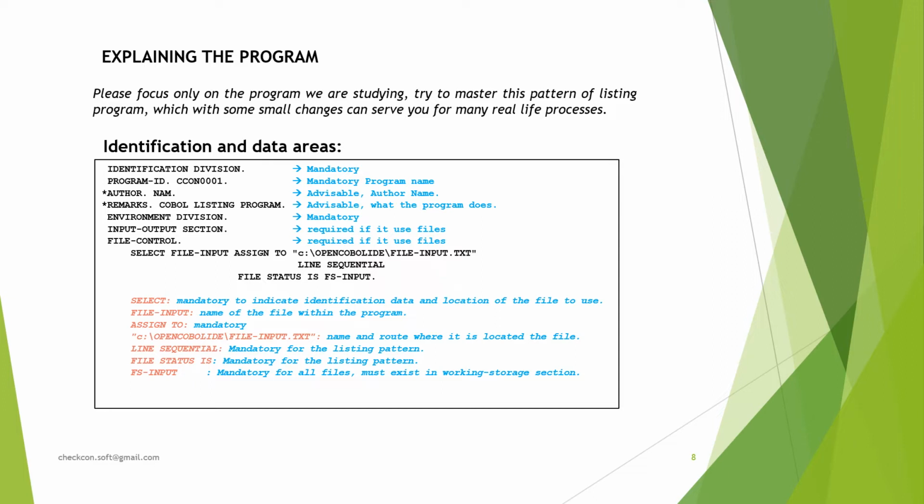C:/OpenCOBOLIDE/file-input.txt, name and root where the file is located. Line sequential, mandatory for the listing pattern. File status is mandatory for the listing pattern. FS-input, mandatory for all files, must exist in the working-storage section.